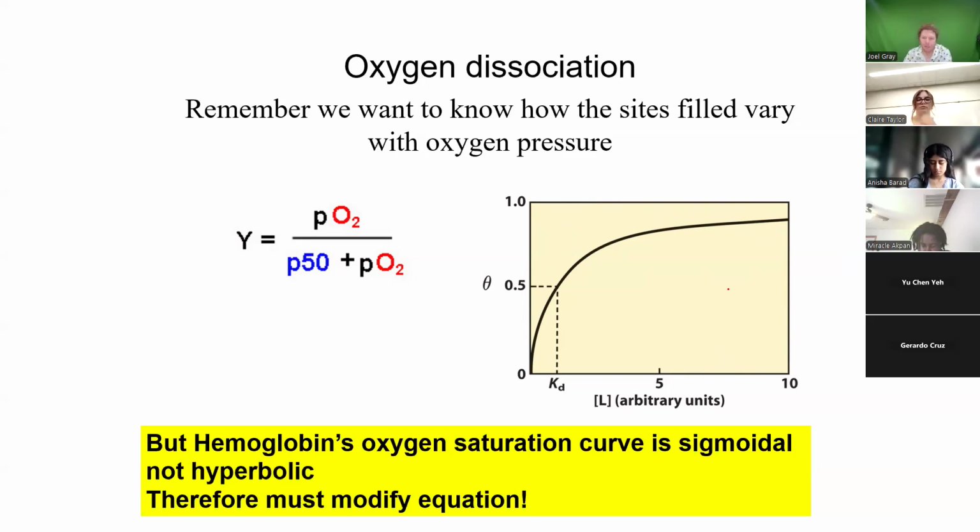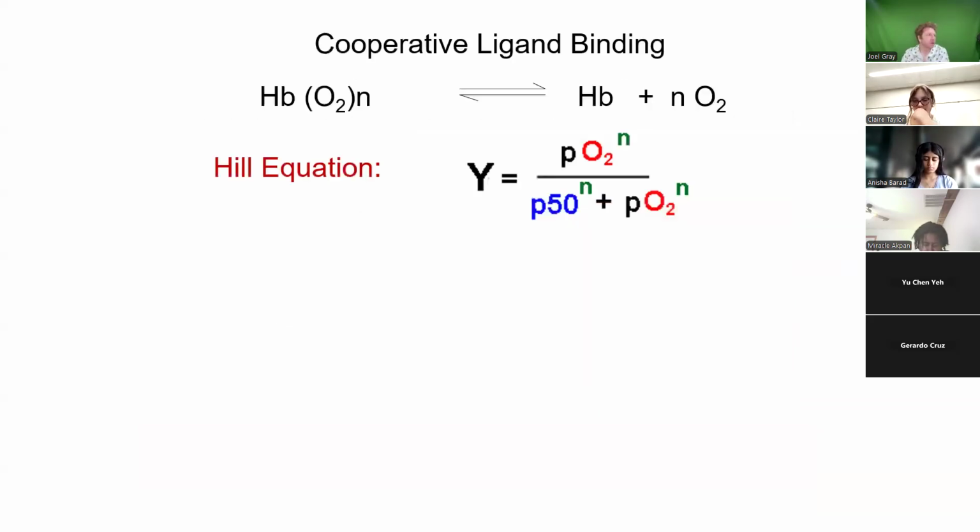One of the ways that I always remember that is I think about the letter S, because a sigmoidal curve has more of an S shape than a hyperbolic curve. Now, with that in mind, this equation right here, we need to change in order to reflect the oxygen binding curve or the oxygen binding trends of something like hemoglobin. We use something known as the Hill equation. The Hill equation shown here reflects the multiple O2s that hemoglobin can bind.